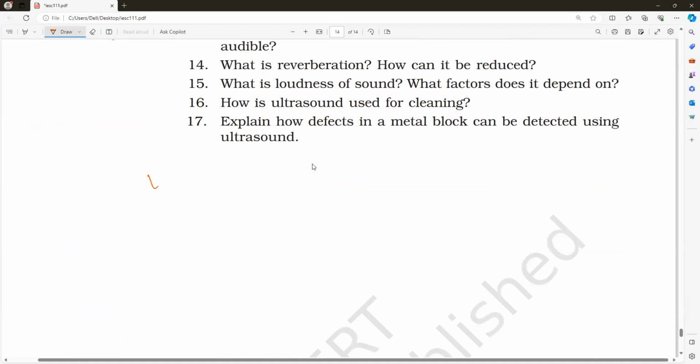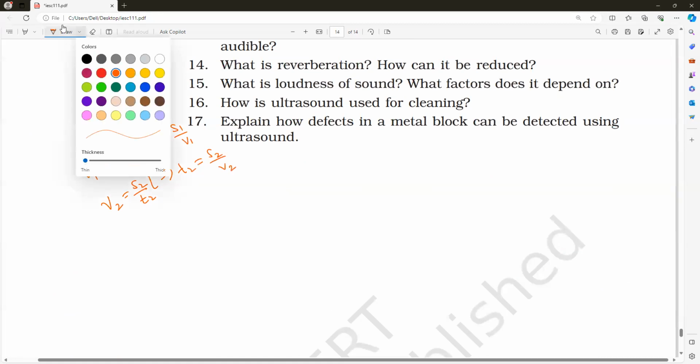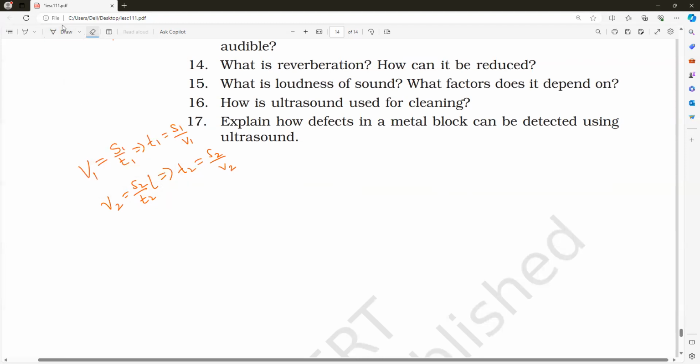So now we all know the speed formula. What is that? Distance by time. So V1 is equal to S1 by T1. Next, V2 is equal to S2 by T2. Now we want T1. T1 is equal to S1 by V1. These are only distances, so we can take it as L, only L. I want to make you clear with the formulas.